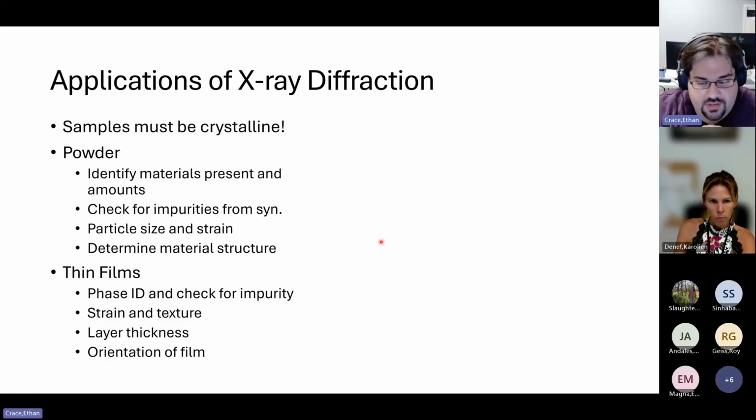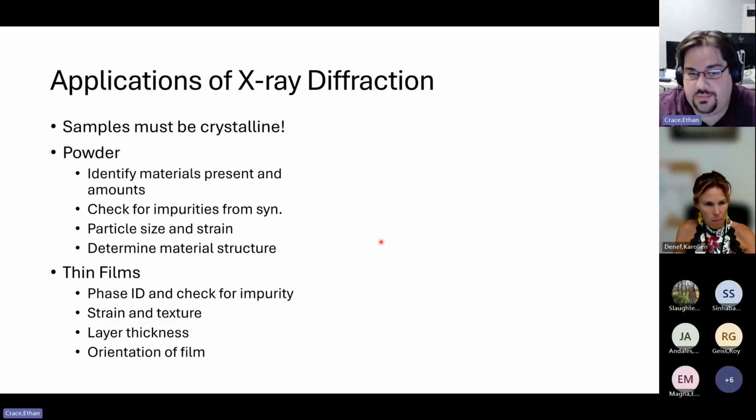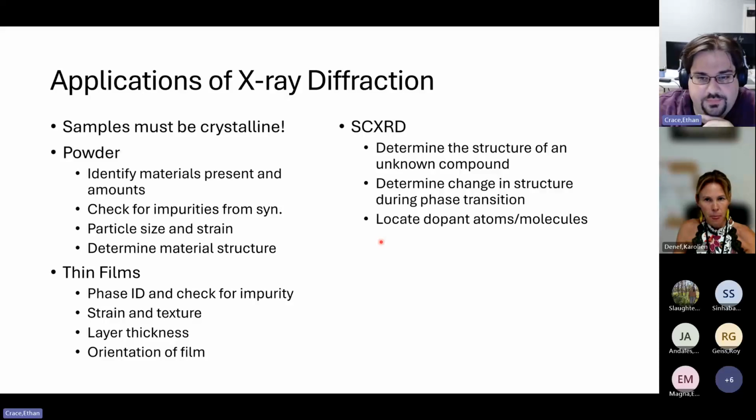If you happen to be making thin films, again, you can do phase identification and you can check for impurities. For thin films, it's also nice to be able to check for strain or texture just to see how well you laid down your thin film. If it is a thin film, you will likely care about how thick it is. You can measure the layer thickness directly using X-ray diffraction techniques. And in the case where you're trying to get a specific layer of atoms to be present on the surface of your film, you can also check the orientation of that film so you know which way things are pointed in that film.